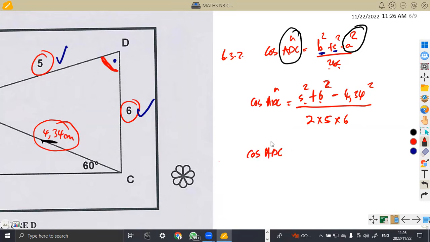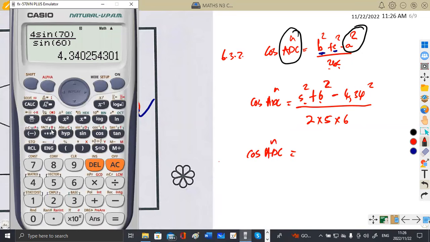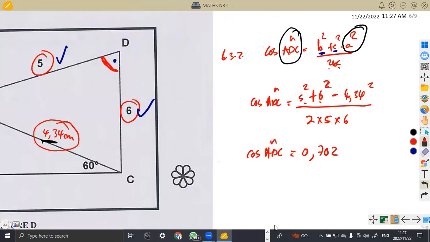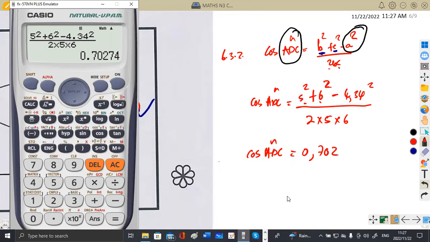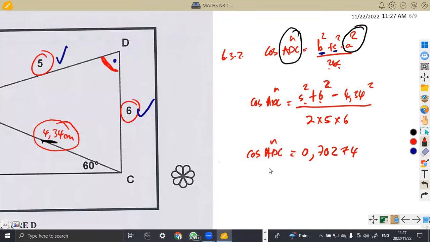So cos ADC is going to give us what? From our calculator, we can just simplify 5 squared plus 6 squared minus 4.34 squared over 2 times 5 times 6. We're going to obtain the decimal 0.70274. All right, so to find ADC as the angle, we know that this is going to be arc cos 0.70274, the one that we have there.